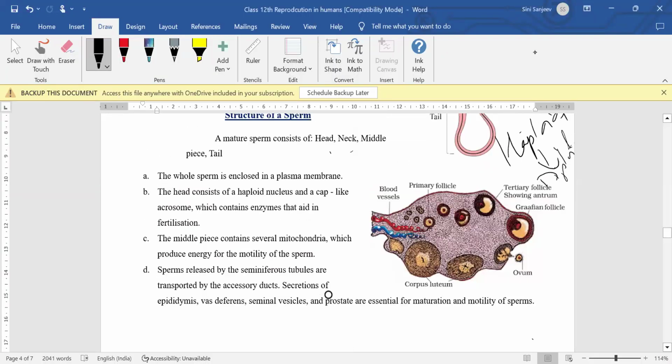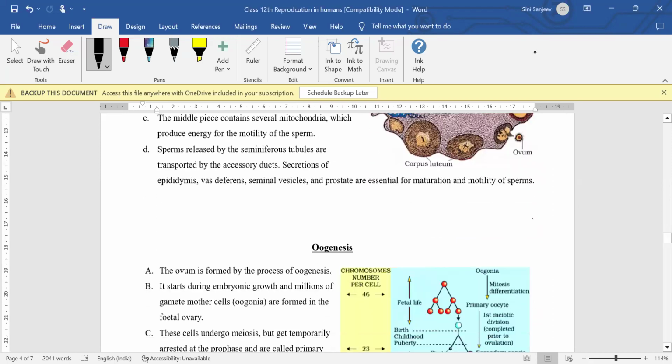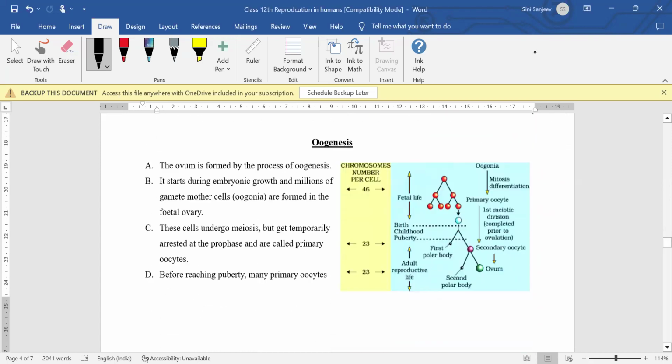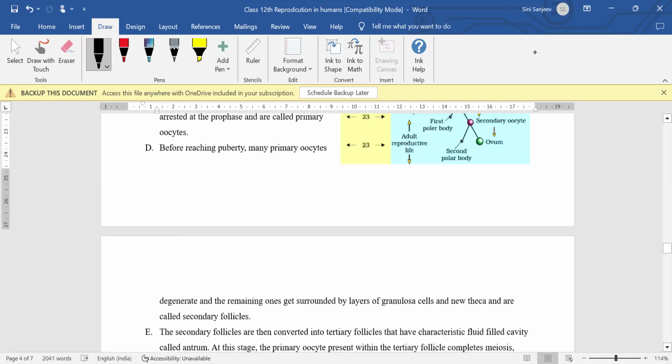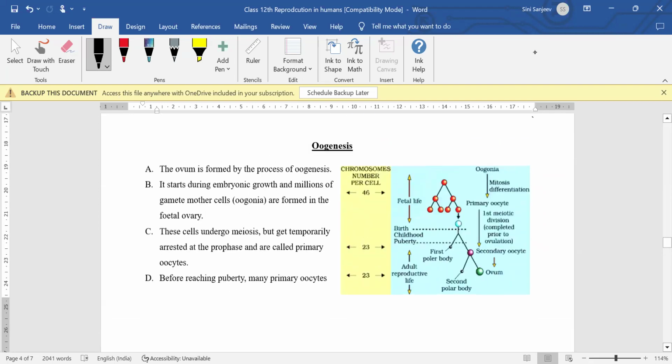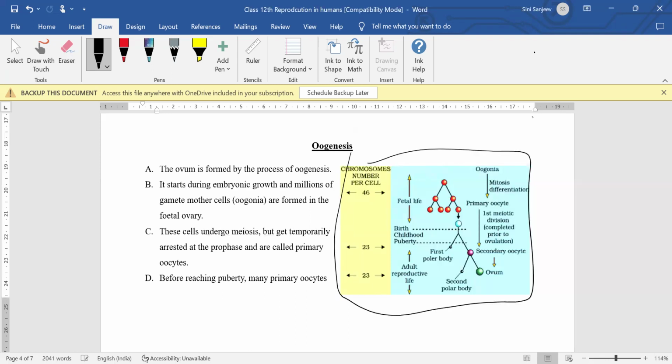Fine. So now let's see the oogenesis process. We already know the parts of the female reproductive system and the role they play. Now let's see how the eggs are formed and what hormones are involved. So oogenesis means what? The production or the process of formation of the egg or the ovum is called oogenesis. Like we saw in spermatogenesis, the same way over here also the representation is there.